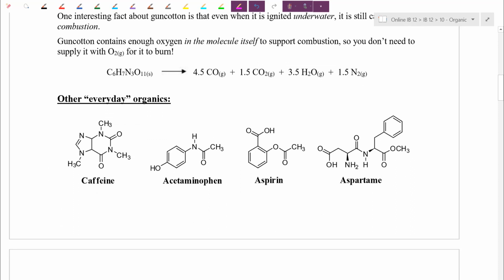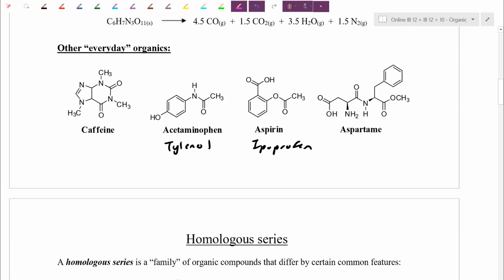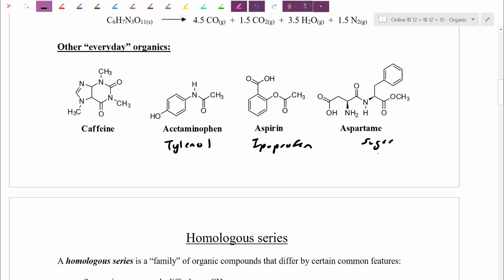What are some other everyday organic compounds here? So we have caffeine. Acetaminophen is the active ingredient for Tylenol. Aspirin, ibuprofen or Advil. Aspartame. Right, so this is a sugar substitute here. So a lot of the compounds that we deal with in everyday life are in the organic family. And as you can see, the organic structures will start getting complicated really, really fast. You need a systematic way of actually organizing and naming these molecules.